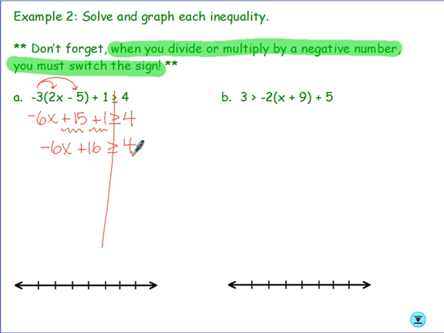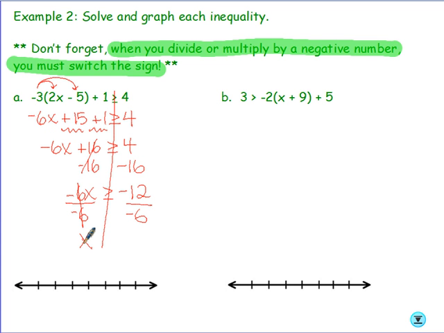I need to move the added number first by subtracting. I bring down the negative 6x. I bring down the greater than or equal to. 4, take away 16, leaves you with negative 12. Now we have to divide. Notice I am dividing by negative 6. The negative 6 is canceled, I'm left with x.